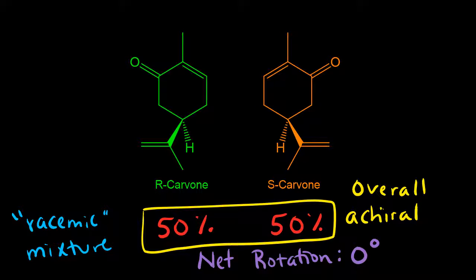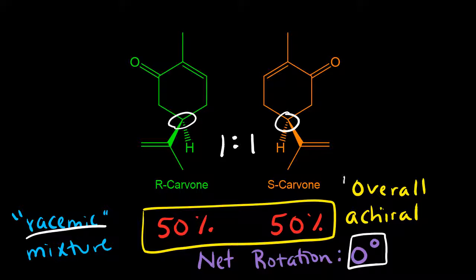So in cases like this, when you have a one-to-one solution of two different enantiomers, we discussed that the net rotation of light would be 0 degrees. This type of solution, when you have equimolar amounts of two different enantiomers, is called a racemic mixture. And racemic mixtures, we say even though there is a chiral center here and a chiral center here, overall, since it does not rotate light, we say that the solution would be achiral. Another term that you might hear used to describe this would be optically inactive.